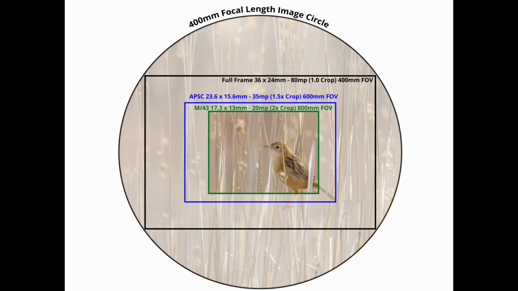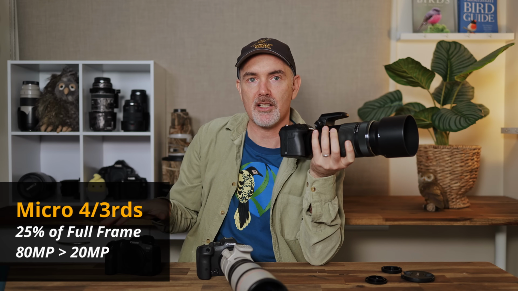You'll also notice the shape has changed. These two have more of a 3x2 rectangular sensor, whereas this one is 4x3, hence the name micro four thirds. Now, in regards to how much smaller than the full frame, believe it or not, it's only capturing 25% of the area that the full frame is.